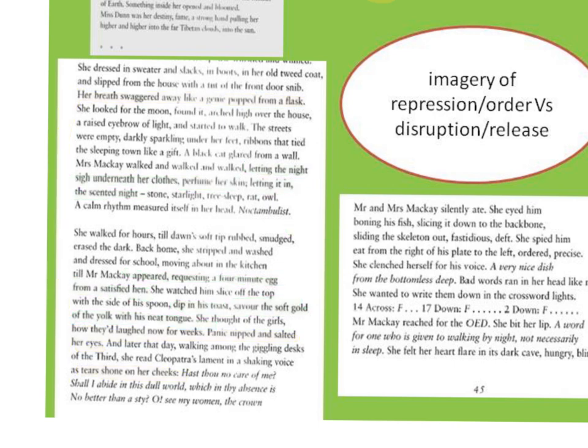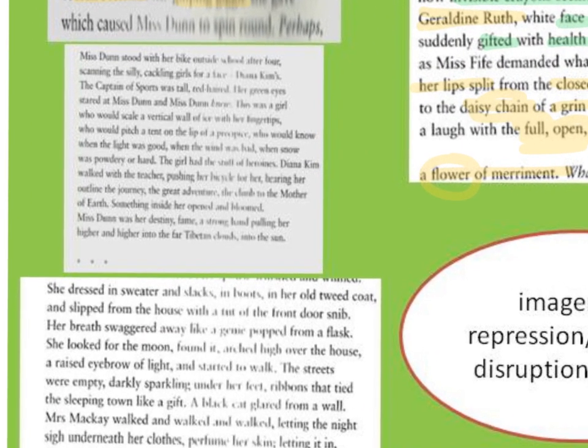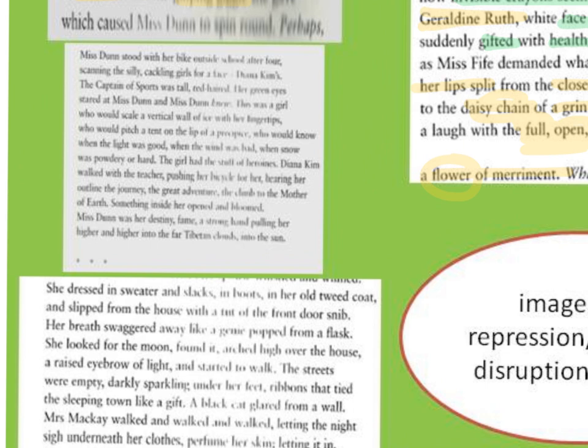Finally, on this, we move to a controversial part of the poem, where we're looking at Miss Dunn and the relationship which develops between her and the captain of the sports team, Diana Kim. So we have here another example of nature imagery. Something inside her, this is referring to Diana Kim, I think, although it could be seen as quite ambiguous. Something inside her opened and bloomed. Miss Dunn was her destiny, fame, a strong hand pulling her higher and higher into the far Tibetan clouds, into the sun. So we're seeing obviously the nature of same-sex desire emerge here.